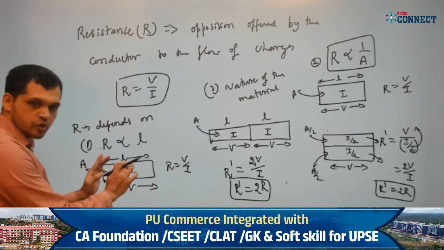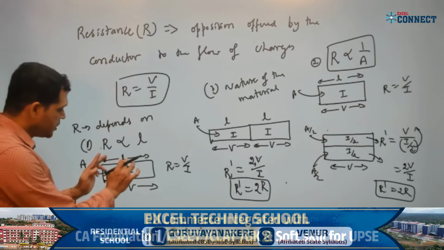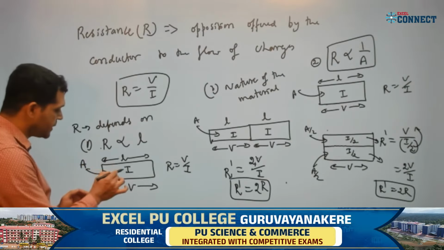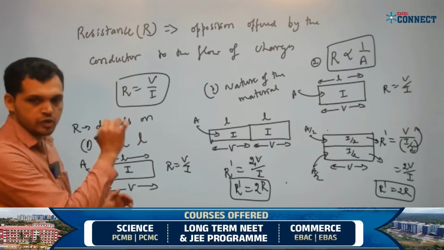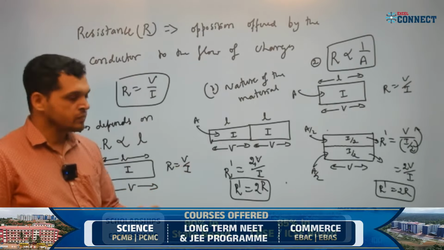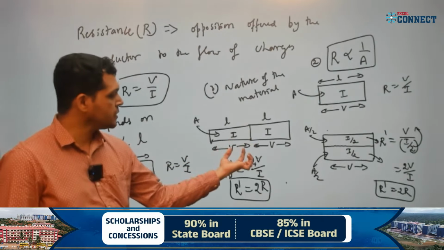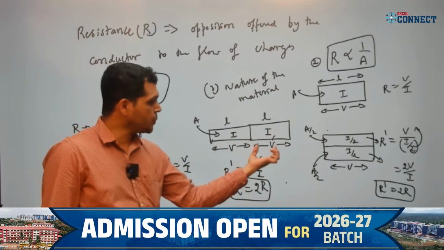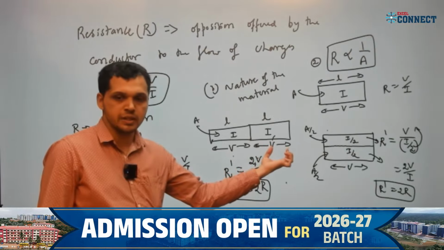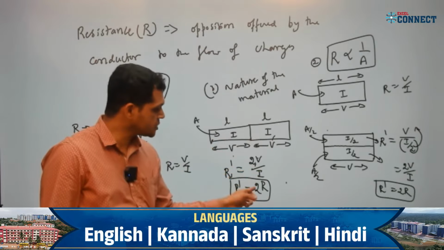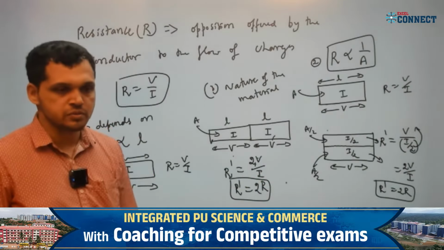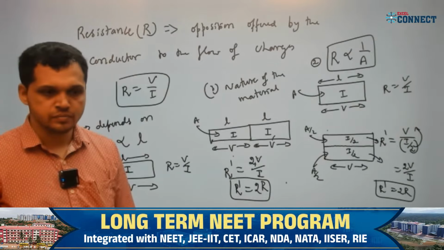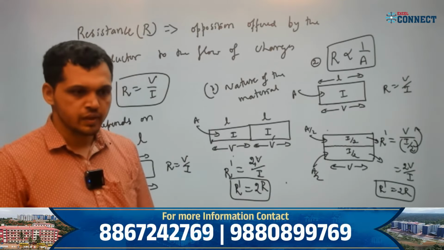First, I have taken a single conductor of a single material, of length L. Its potential difference is V, current I flows, and its resistance is R. R is V by I. If you double the length, then to flow the same current through it, the potential difference also doubles, right? Since the potential difference doubles, we get 2 times the resistance. Is it clear? Yes.